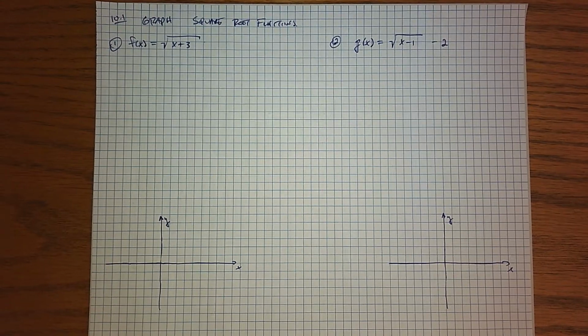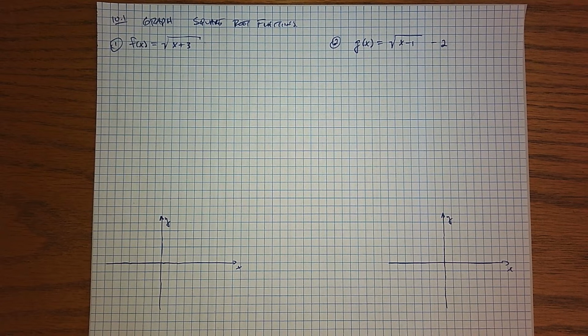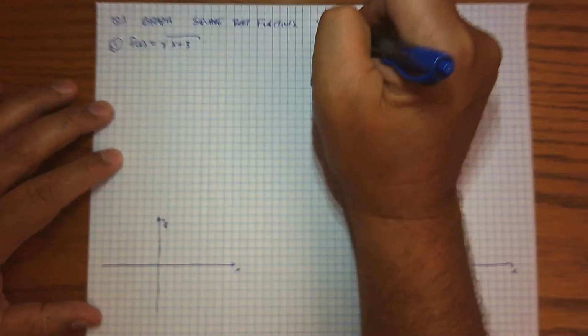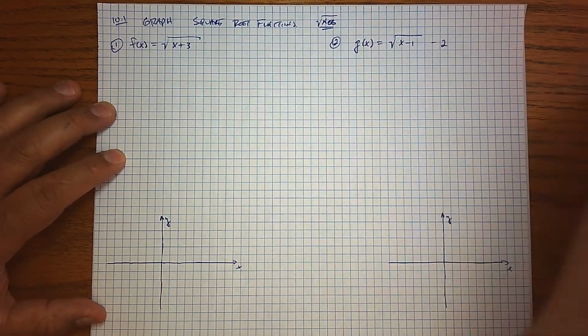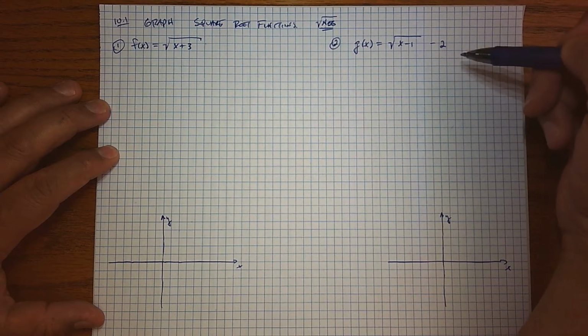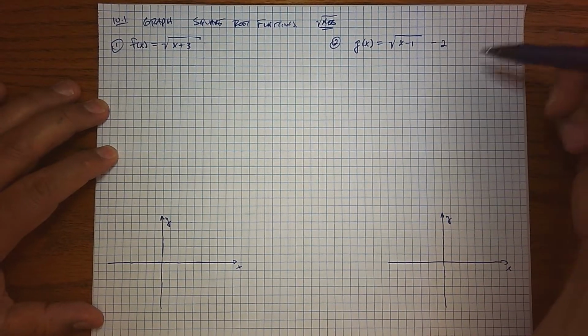Okay, so let's wrap up section 10.1 by doing some graphing. So we're going to graph some functions. I'm going to start first with square root functions. Remember, the fact about these types of functions is that we have to worry about square roots and negatives, so the domain will be impacted. So before we graph them, we probably should look at the domain first so we know exactly what to plug in.